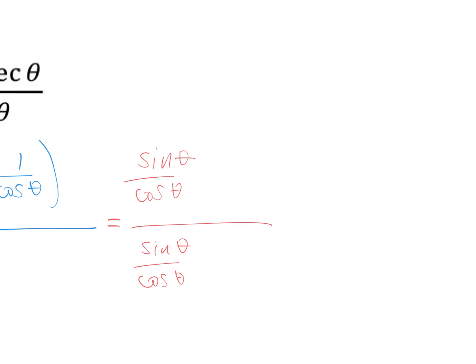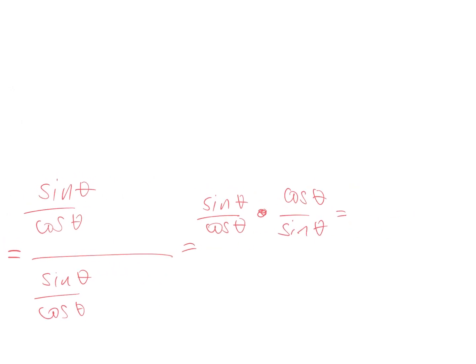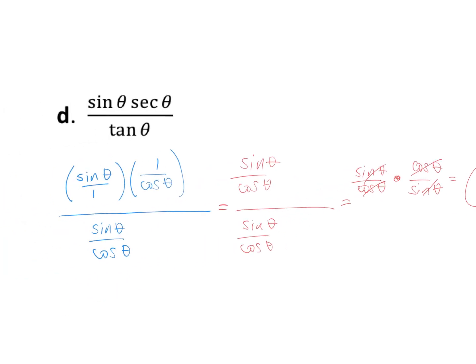It's the same thing divided by itself. It's going to be 1. Right? Some of you see that. Some of you don't, and that's okay. Remember, we think algebraically. We're dividing fractions, so we're going to keep, change, flip. So sine over cosine times, when I flip, this becomes cosine over sine, right? Now what happens? These cancel. Your answer is 1.